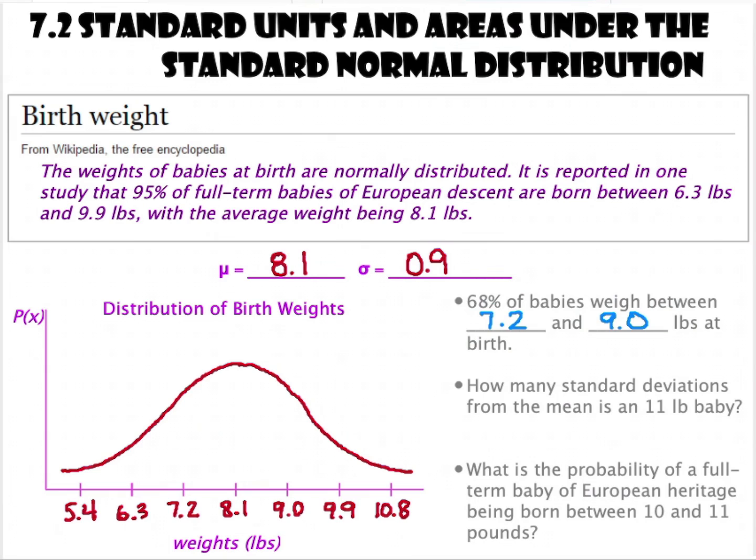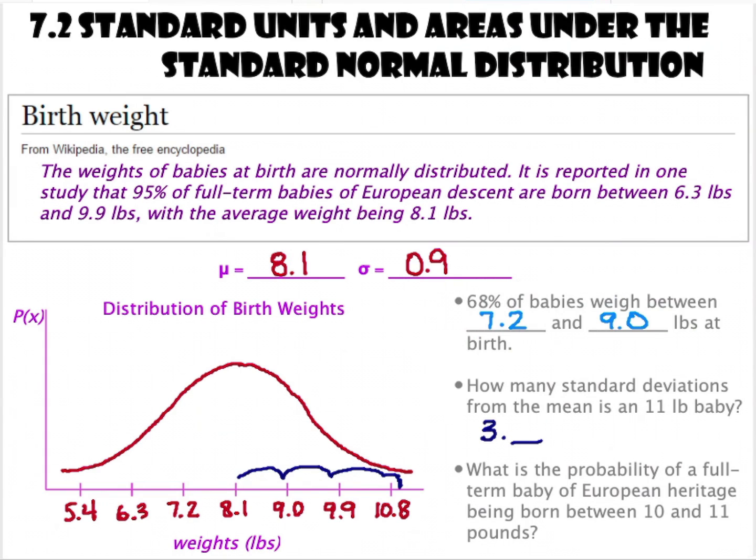Now what if we want to talk about a baby weight that isn't a whole standard deviation away, like an 11-pound baby? I know an 11-pound baby would be just a little over 3 standard deviations from the mean. But can you calculate how many standard deviations away it is? It's going to be 3 point something.